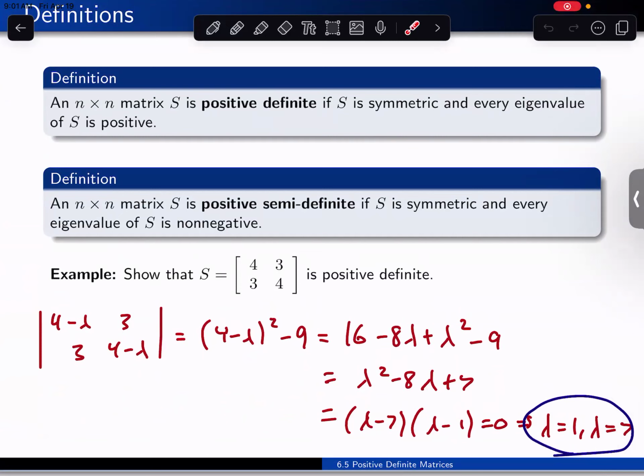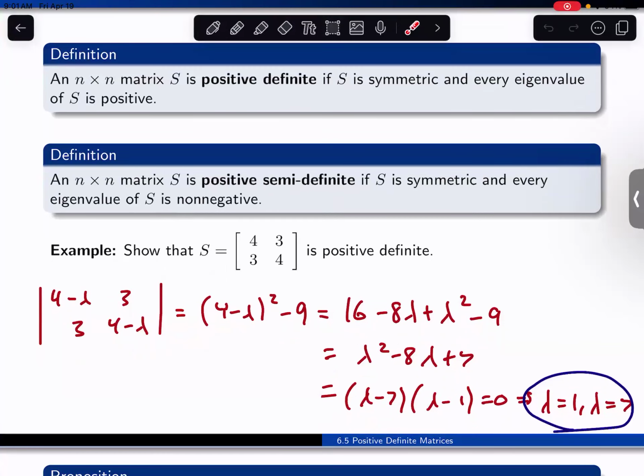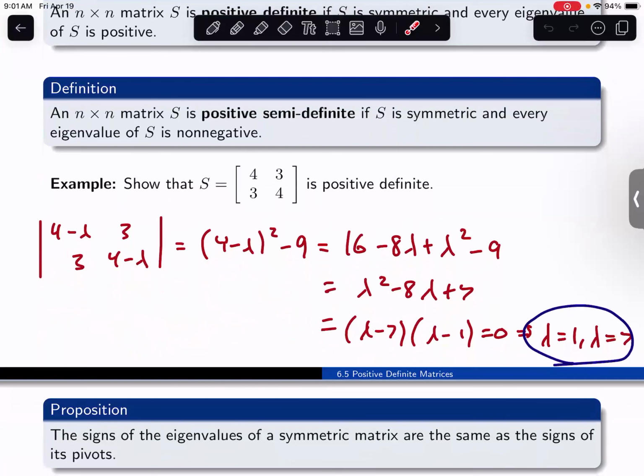But just as a reminder, an n by n matrix S is said to be positive definite if S is a symmetric matrix and every single eigenvalue ends up being positive. These are particularly nice types of matrices, and eventually we'll come up with a theorem that gives you a number of different ways you can test whether or not your matrix is positive definite.